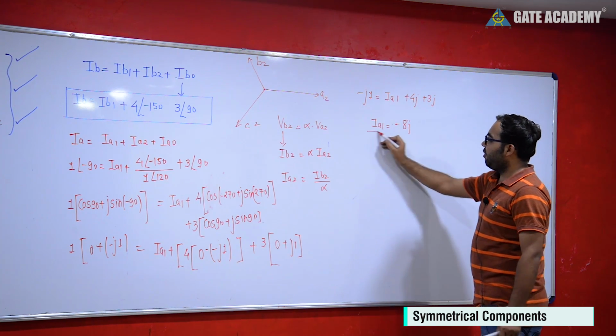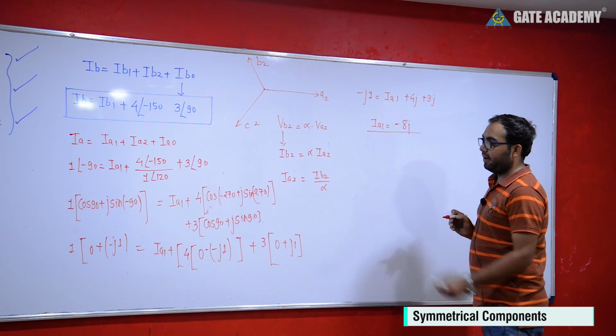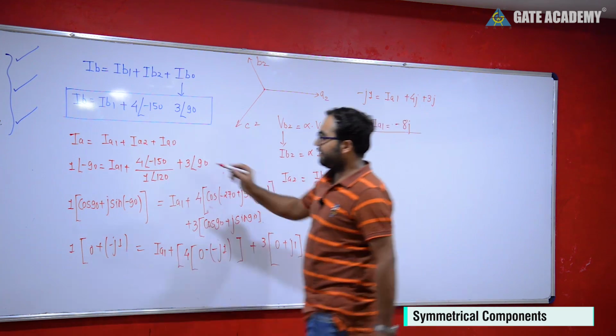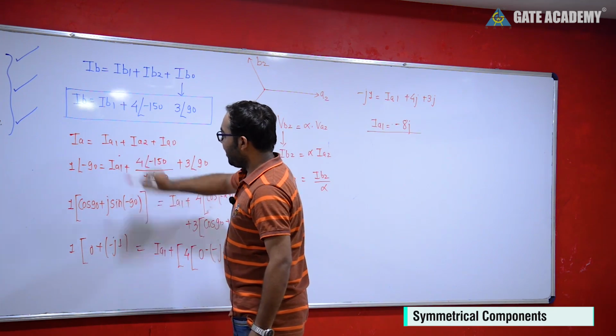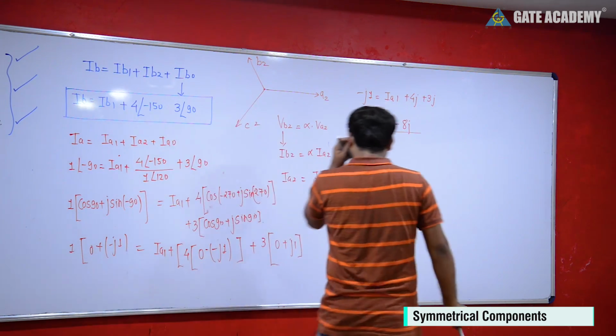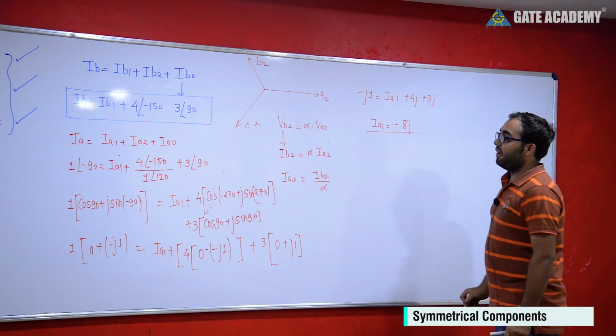So we can say the value of IA1 we are getting is minus 8j, but we are not interested in that. We are interested in IA1. From this we can put it here by the relation of the alpha operator. Okay, we have found the value of IA1.